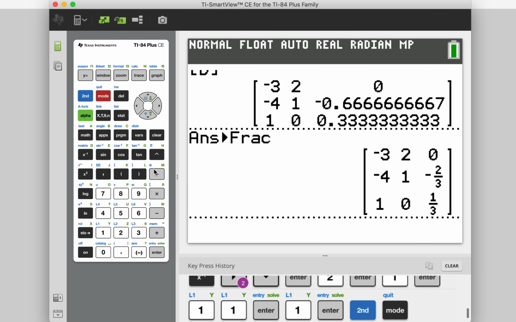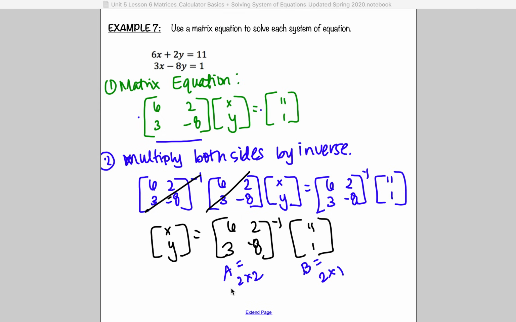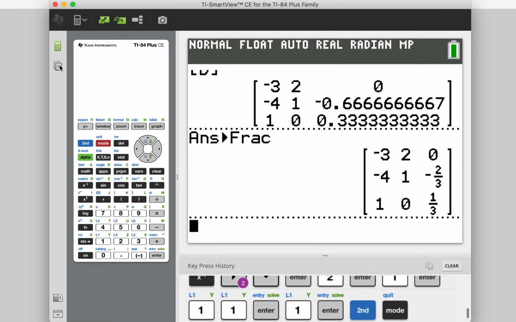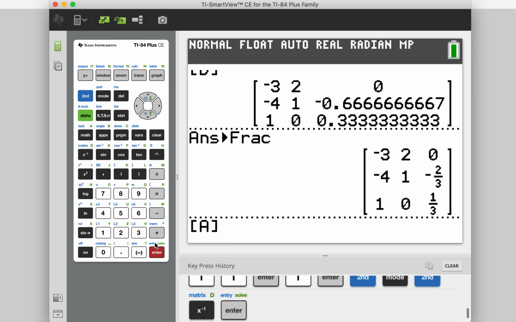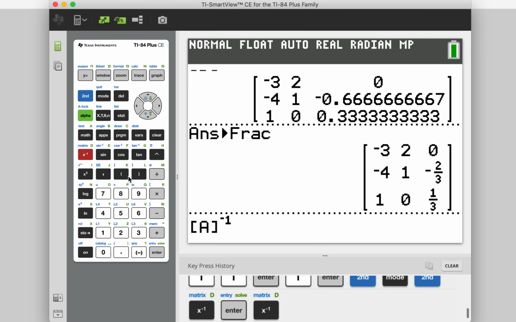And now I'm going to calculate what xy is equal to. So I take the inverse of my matrix A times my constant matrix, my 2 by 1. So I go ahead and grab second matrix A. I want the inverse times matrix B.